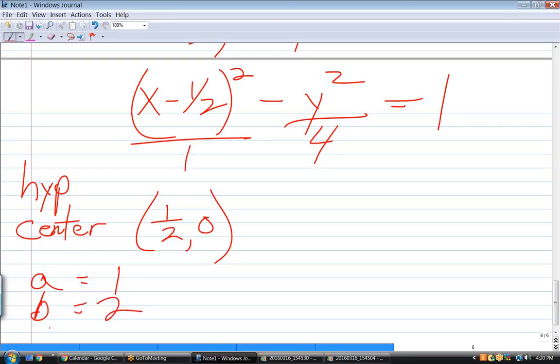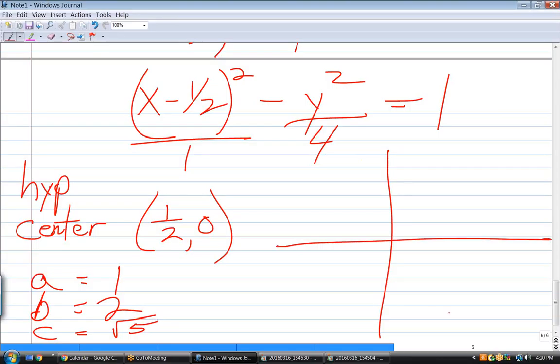2. Okay, and C, remember this is a different formula for a hyperbola. It's the same one you use for the Pythagorean formula. So that's square root of 5. Okay. To graph it, we start at our center. We know it's a horizontal hyperbola because it's x squared minus y squared, not y squared minus x squared.